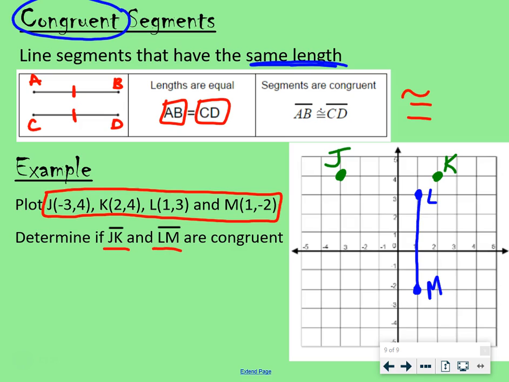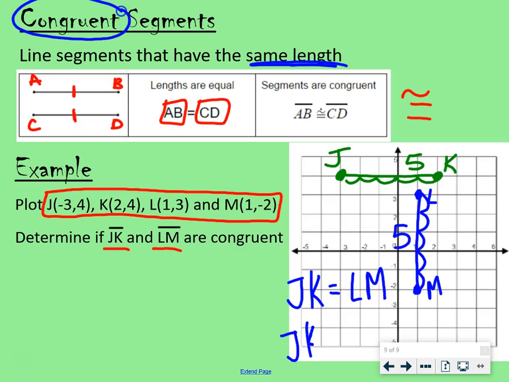We have segment LM right there. Segment JK. JK is 1, 2, 3, 4, 5 segments long. LM is 1, 2, 3, 4, 5 segments long. Since JK is equal to LM, we can say that JK, segment JK, is congruent to segment LM. So yes, they are congruent.